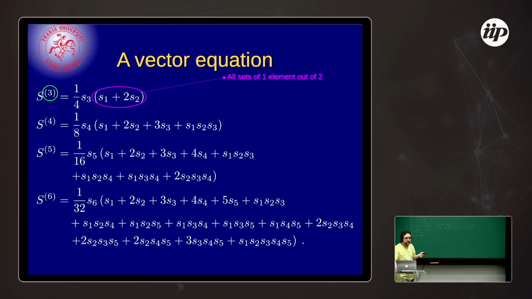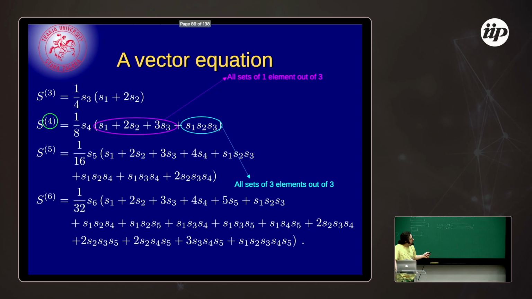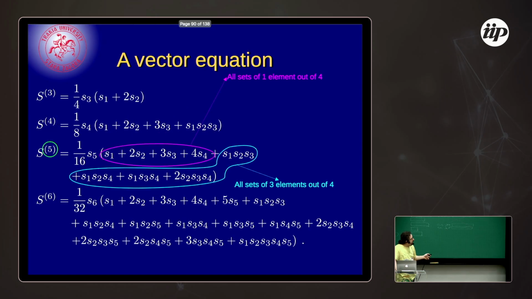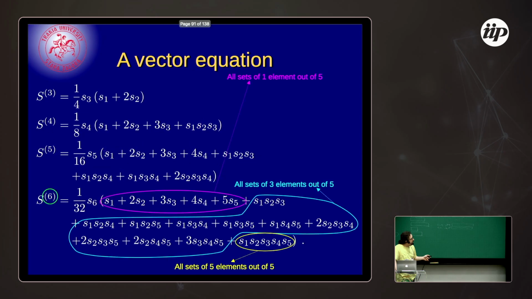What do they do when they are all equal, where all these indices are equal? Look at this. This is the sum over all the 1 choice out of 2 plus 3 plus 3 choices out of 3. 1 choice out of 4 plus 3 choices out of 4. 1 choice out of 5 plus 3 choices out of 5 plus 5 choices out of 5.